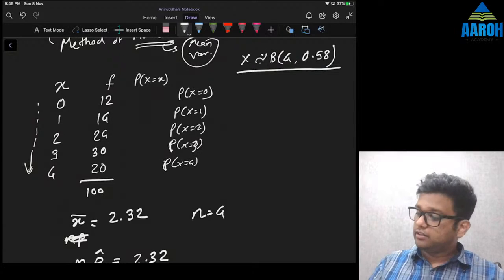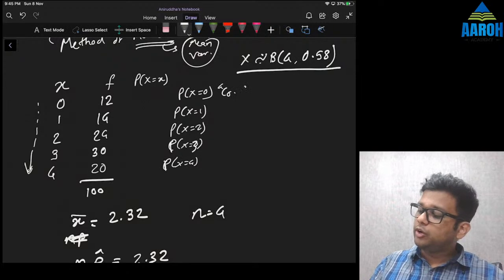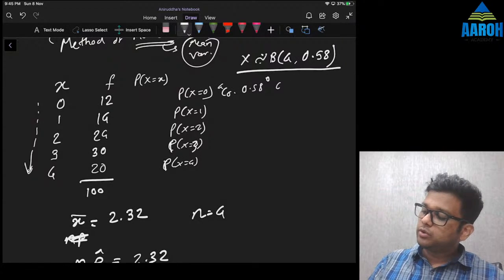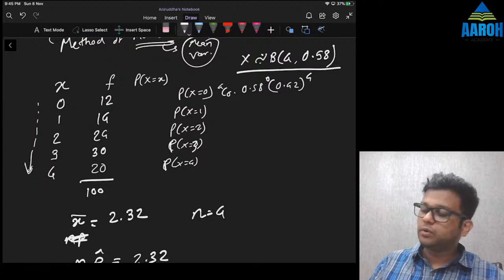How will we find it? The probability that x is equal to 0 will be what? N is 4, so 4c0 into p raised to 0 into q raised to n minus 0, that is 4.